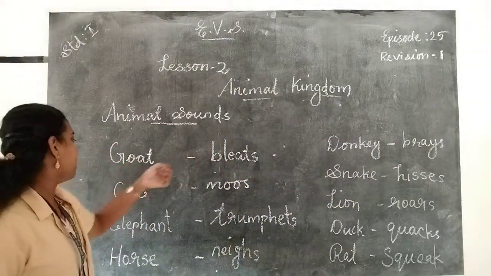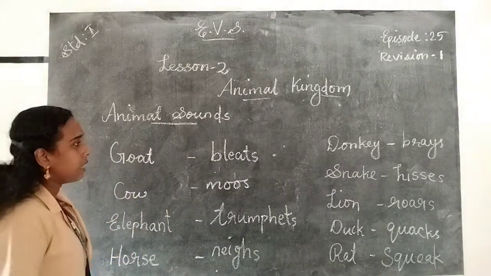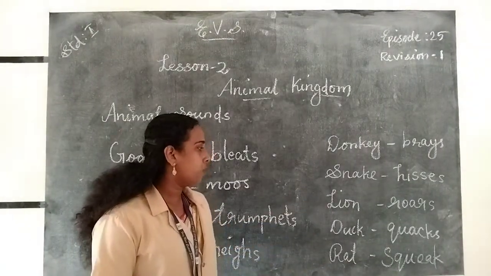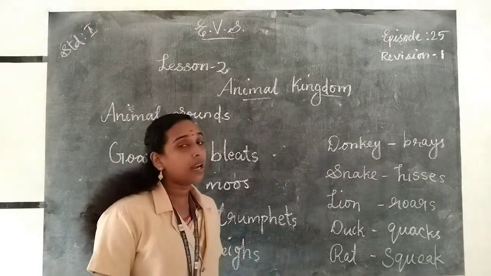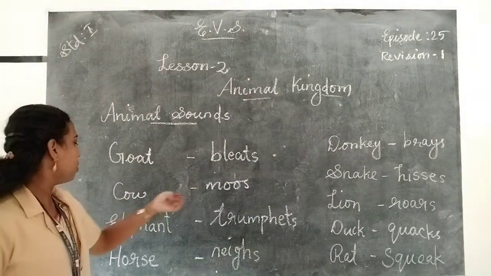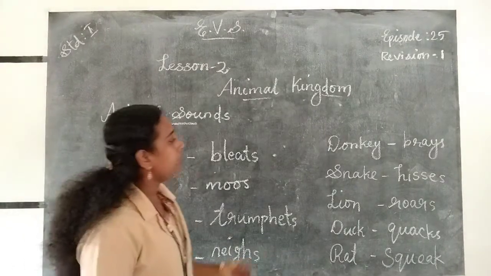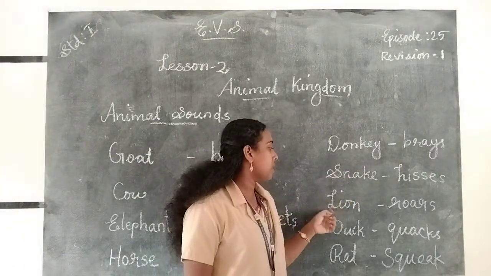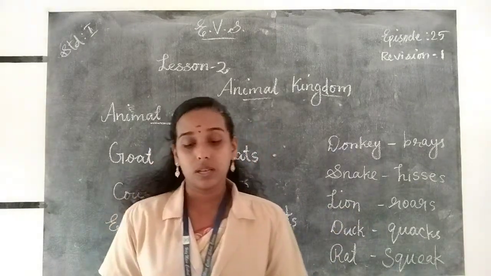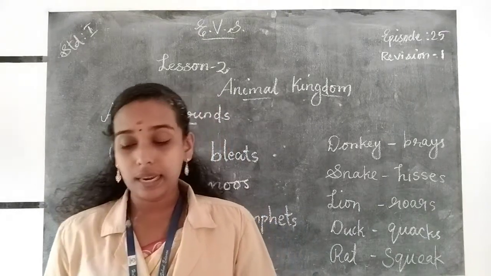Goat, bleats; cow, moo; elephant, trumpets; horse, neighs; donkey, brays; snake, hisses; lion, roars; duck, quacks; rat, squeaks. So these are the things that we discussed in our second lesson.